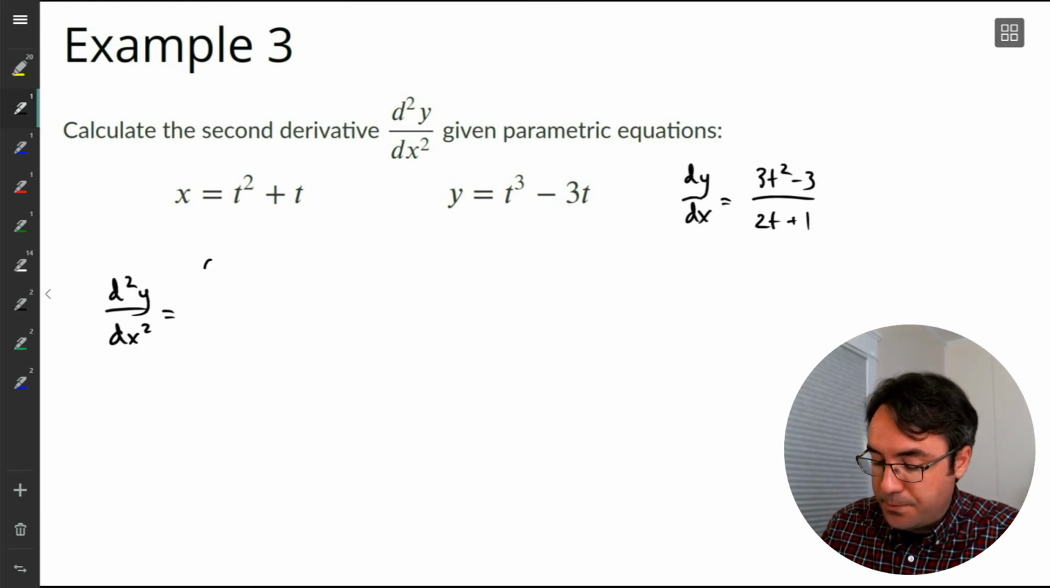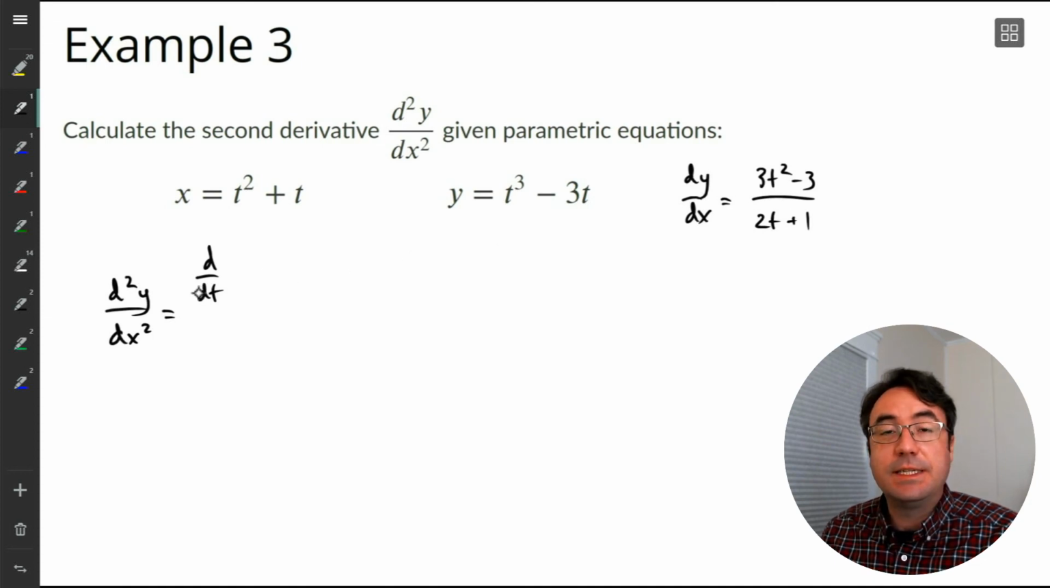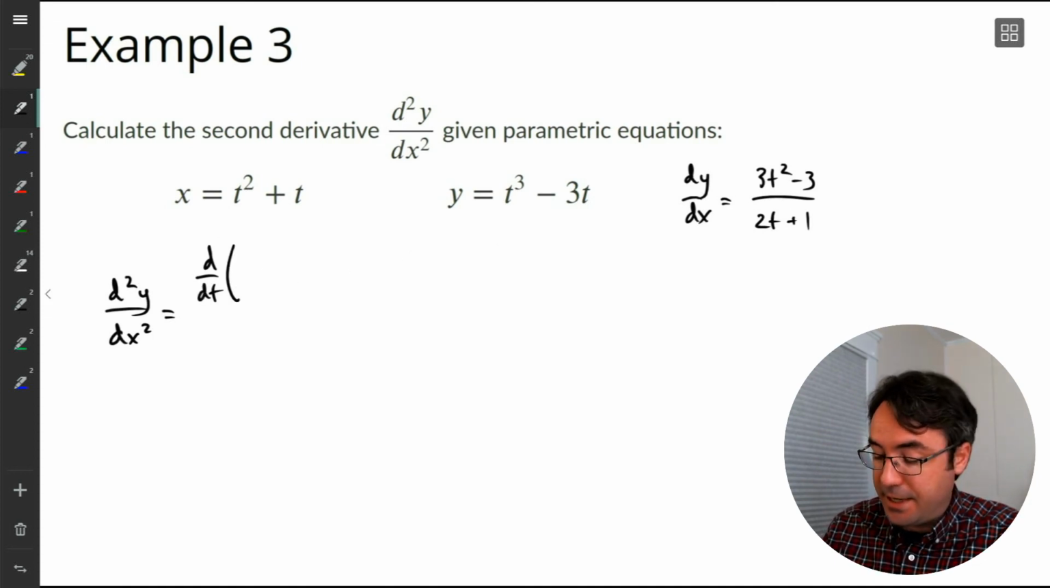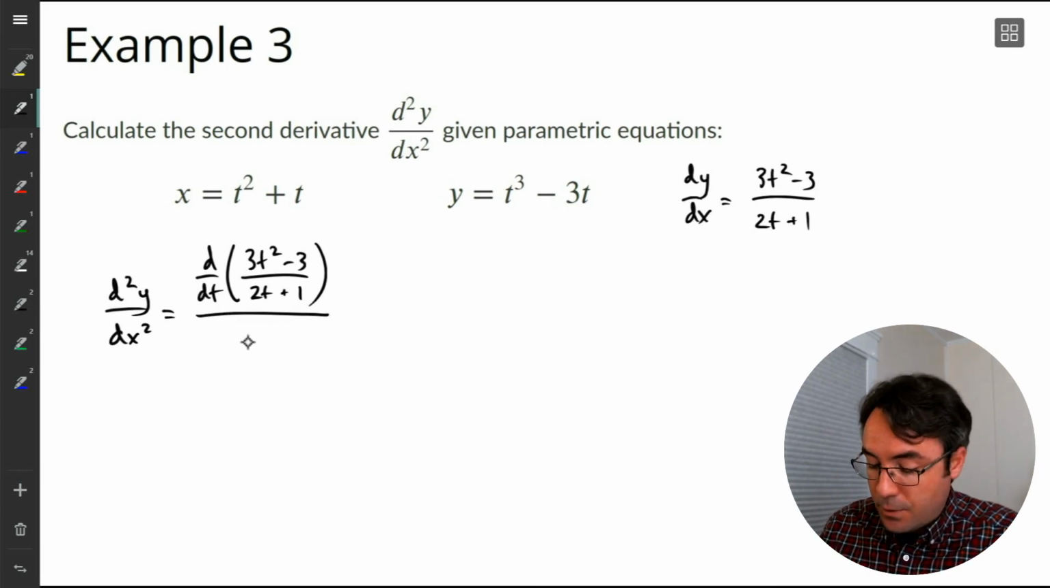All right, so what do we do? Well, we're going to take our first derivative and differentiate it with respect to t. And then we're going to divide that result, whatever we get there, by our x derivative with respect to t.